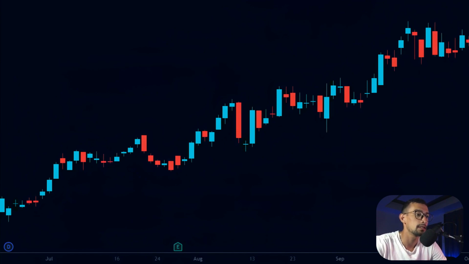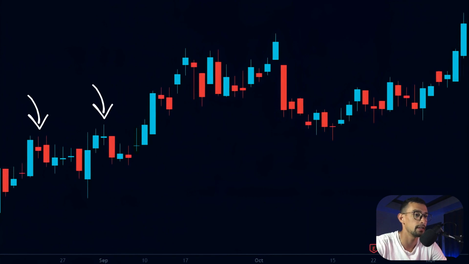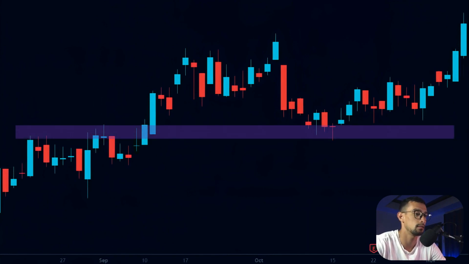So here's a simple example. Here we see that the price was in an uptrend. The stock faced resistance twice at this price, so we mark this level as a resistance. Then the price broke out of the resistance level and rallied. So now this level has turned from resistance to support.